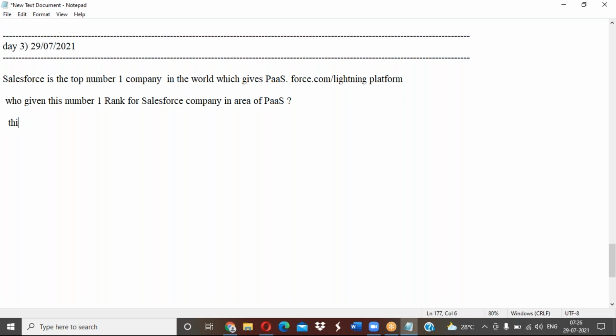There is a company in the US. Stop chatting, all of you. Listen to the class. There is a company in the USA, Gartner and Co. It's a research company, guys. It's an R&D company, a research and analysis company. This company gave the number one rank to Salesforce.